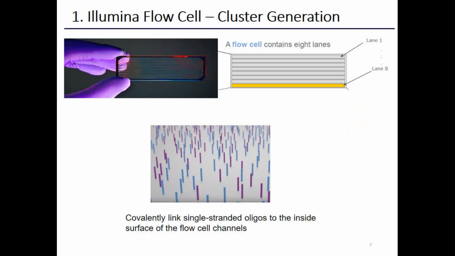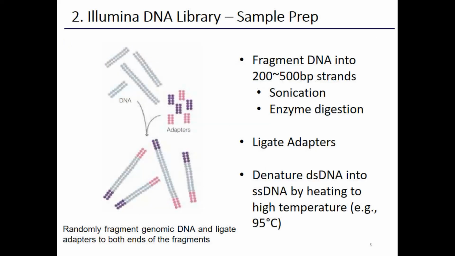The second step is to prepare the library. First, genomic DNA is fragmented with ultrasound or enzyme digestion. Second, we ligate adapters, the purple and the pink color, onto the fragmented DNA, the gray color insert sequences or fragments. And then we denature the double-stranded DNA into single-stranded DNA by heating to high temperature.